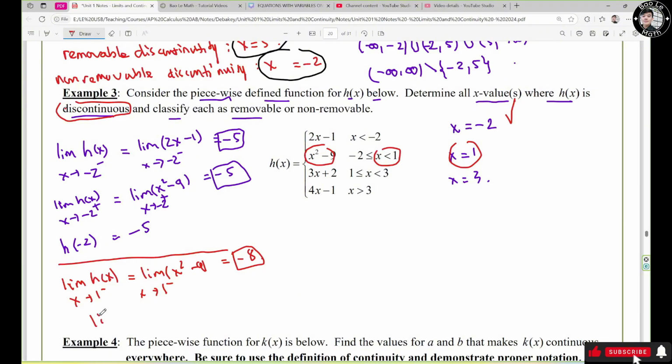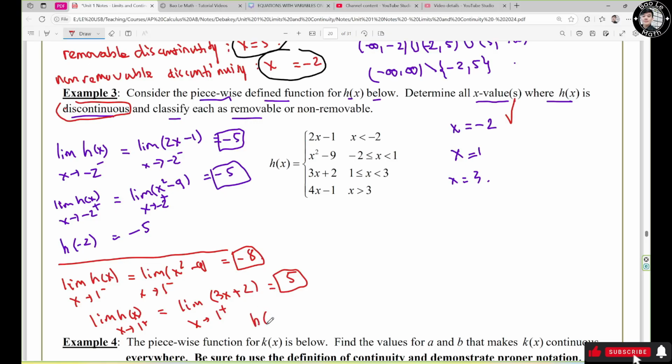Now the next one, the limit of the function h of s when s approaches 1 plus. It's going to be the limit of 3s plus 2 right here, because 1 plus means greater than 1. So you have 3s plus 2 when s approaches 1 plus. Now you substitute 1 for s, so it's going to be 5. Next, you need to calculate h of 1. For h of 1, you pick this one right here because you see the equal sign. So it's going to be 3 times 1 plus 2, which is 5.